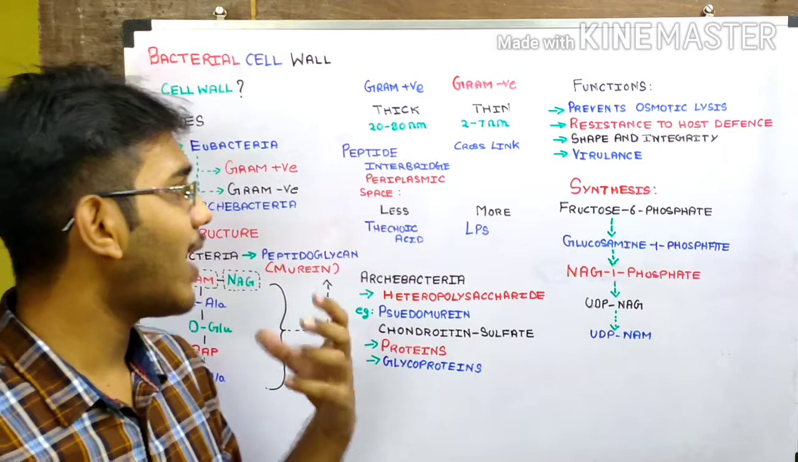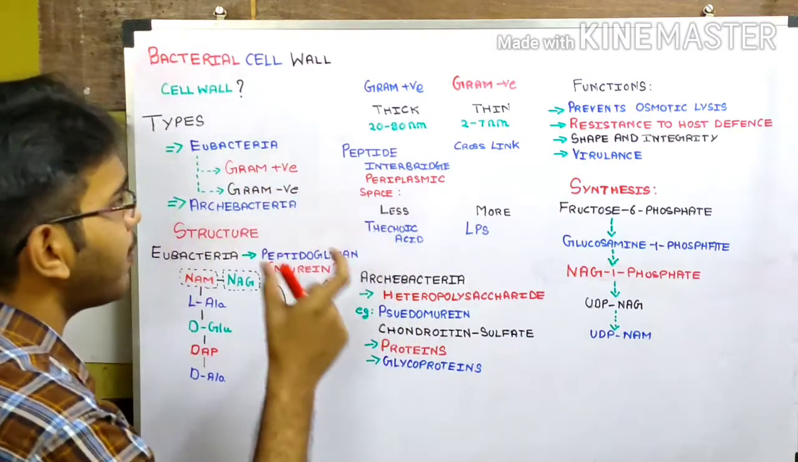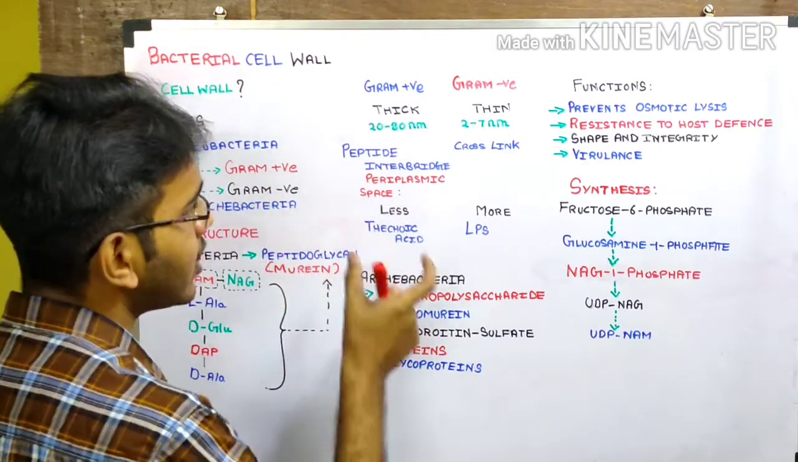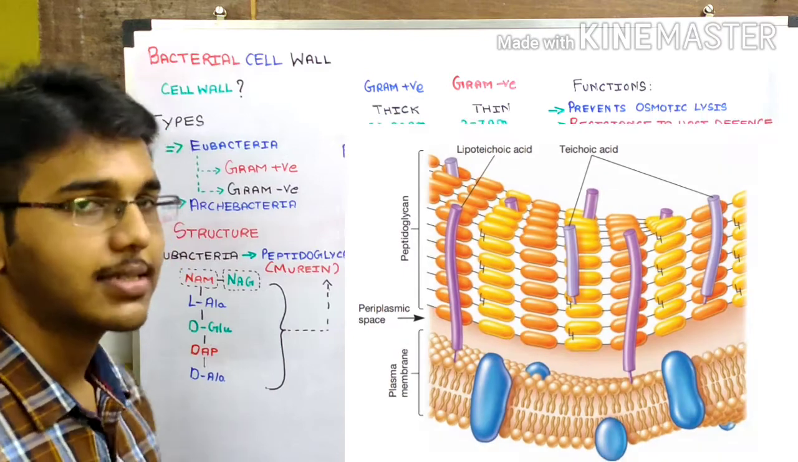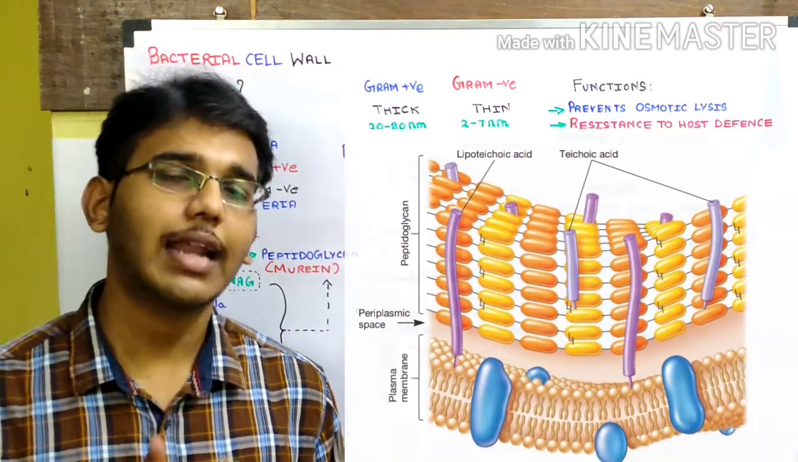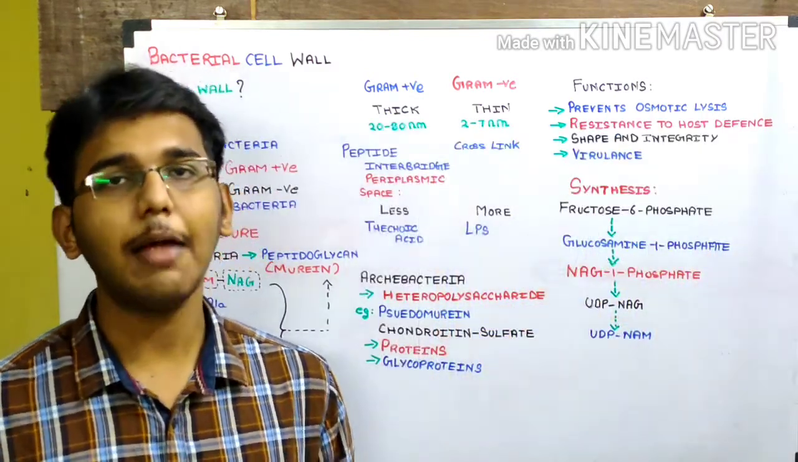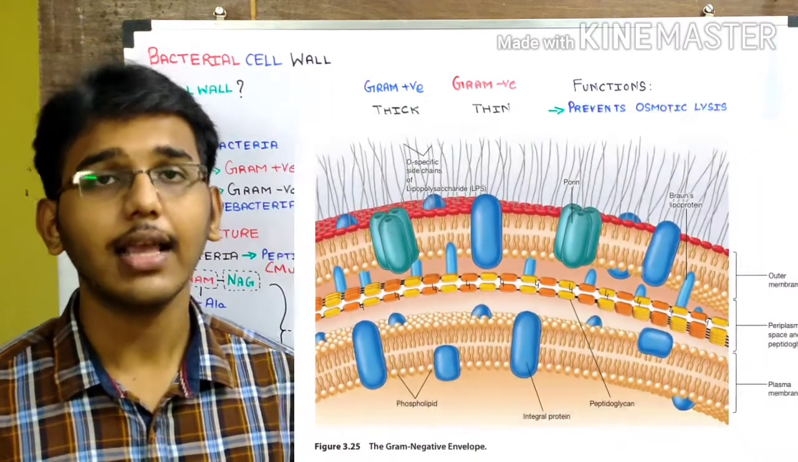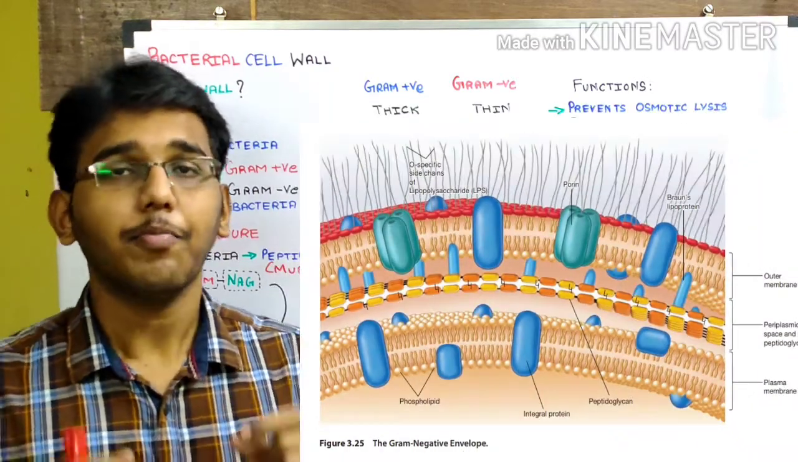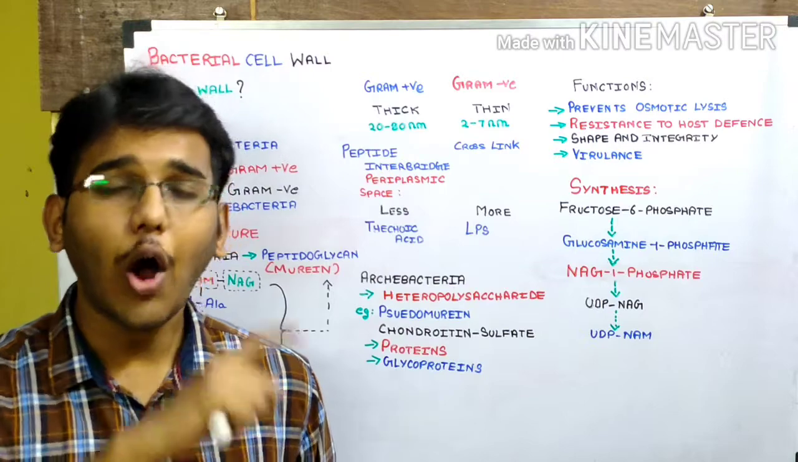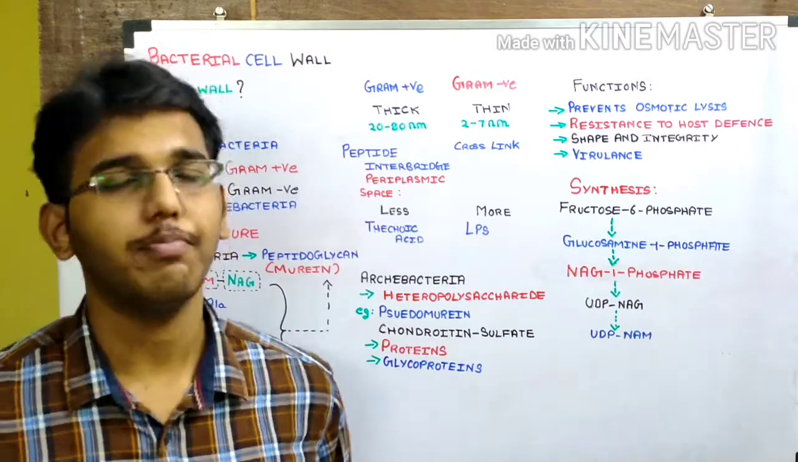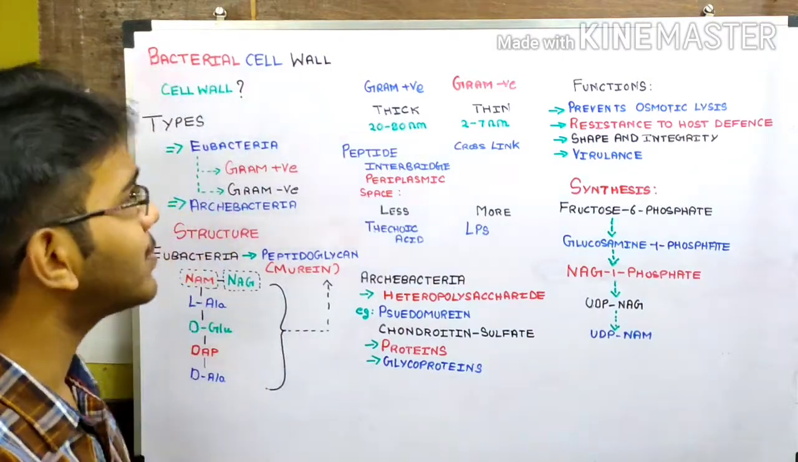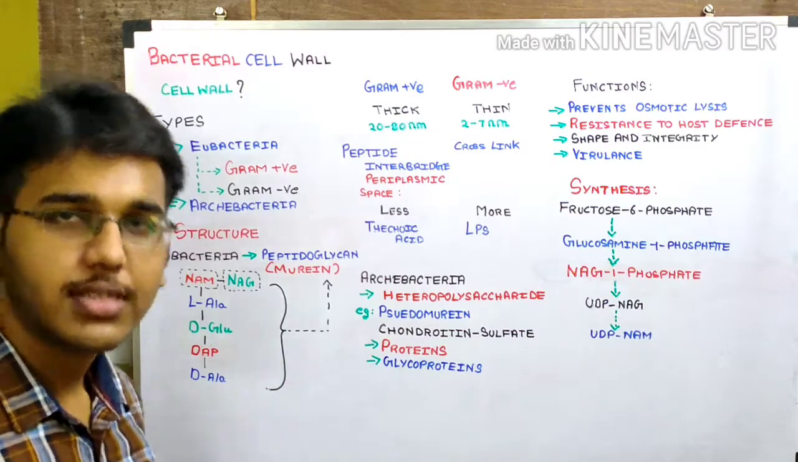And an important and final thing is that gram-positive bacteria contain teichoic acid in the cell wall, but it is absent in gram-negative bacteria. Instead, gram-negative bacteria contain lipopolysaccharide molecules attached to the outer membrane. So that's all about the difference between the gram-negative and gram-positive cell wall.